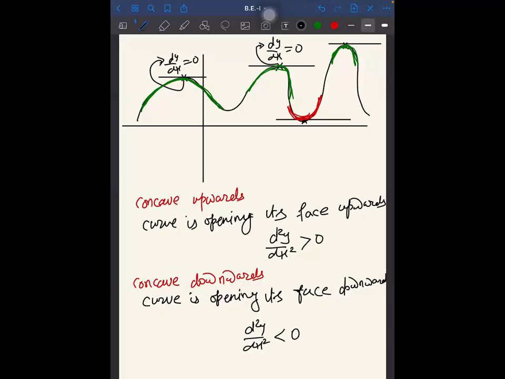So what do you think, at the point of maxima, should the curve be opening its face upward or downward? Downward. Yes, downwards, right? So that's why when it is opening its face downwards, then it is the point of maxima, as you see in the green parts of the curve. Is it okay? And at the point of minima, should it be opening its face in the upward direction or down direction? Upward. Yes. So that's why at this point, it is opening its face towards the upward direction. So, of course, that is the point of minima. Is it okay? Are you with me on this?